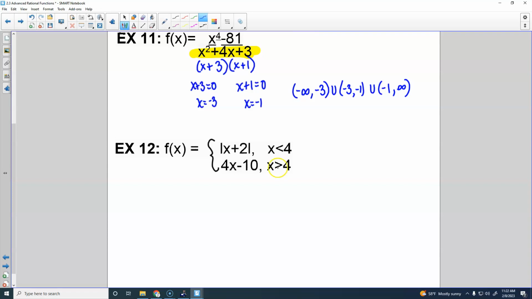This equation only applies for less than 4, and this one only applies for greater than 4. There's nowhere to plug in one that is exactly 4. So as this problem stands, we would have a discontinuity at x equals 4. So we would say negative infinity to 4 and 4 to infinity.